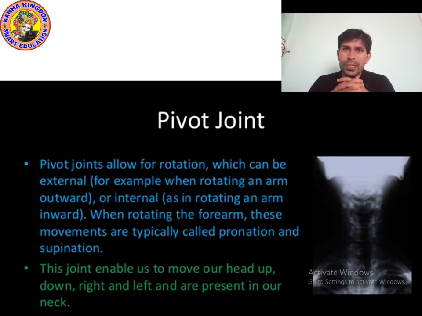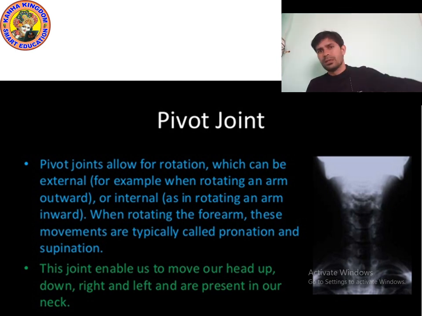In the same way, for example, when rotating an arm outward or internal, as in rotating an arm inward, we can say pivot joint allows for rotation, like the motion of our arm, which can move easily, and the motion of the neck, as you can see in the picture also.